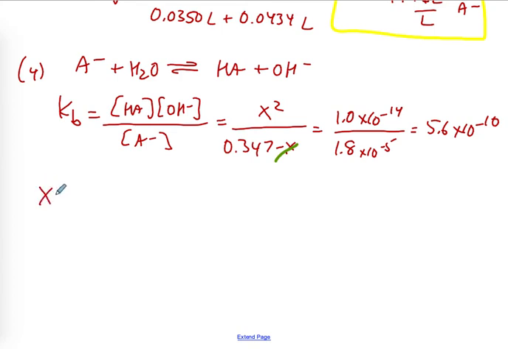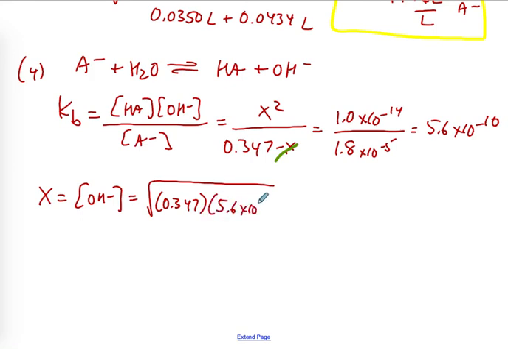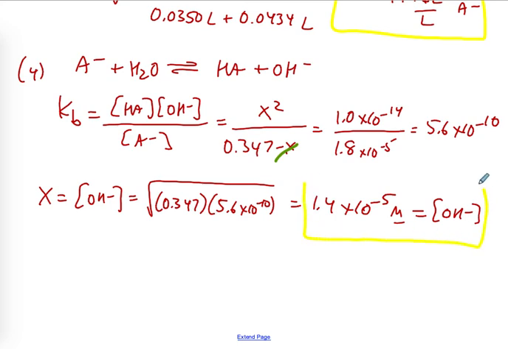Thus, x is equal to the concentration of hydroxide produced at the equivalence point, which is equal to the square root of the product of the initial concentration of acetate times Kb, or 1.4 times 10 to the negative 5th molar as my hydroxide ion concentration. And that's consistent with our expectation that the solution be basic at the equivalence point. That concentration of hydroxide is greater than that of neutral water, therefore we have a basic solution.